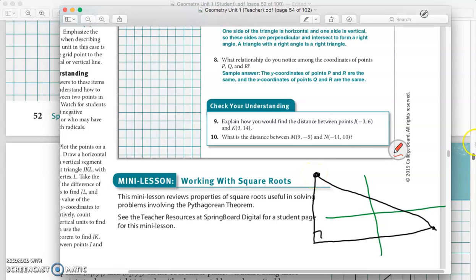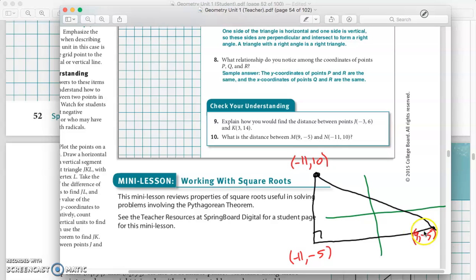Well, let's think about the coordinates. This was (-11, 10), and this one was at (9, -5). Just like the one we did a minute ago, the point at the bottom of the right triangle and the one up here should have the same x-coordinate because they both go over the same distance. So this should be over at negative 11, and these 2 should have the same y-coordinate. So this one's at negative 5, so this one should be down at negative 5 because they're both below the x-axis the same distance.